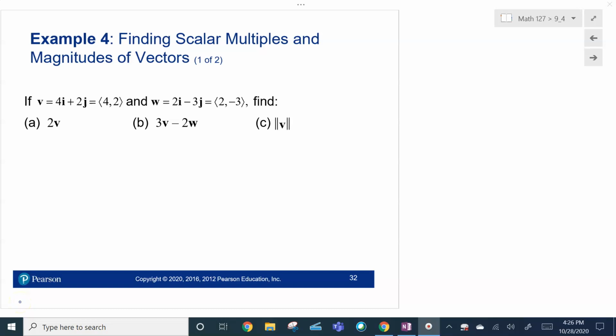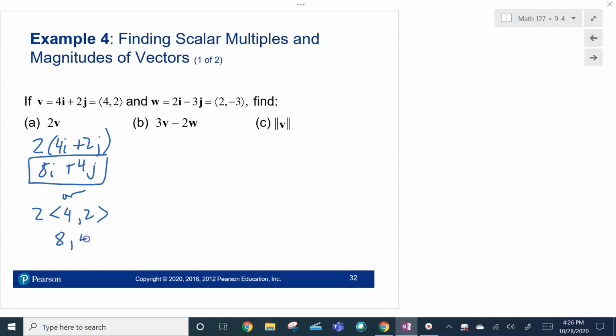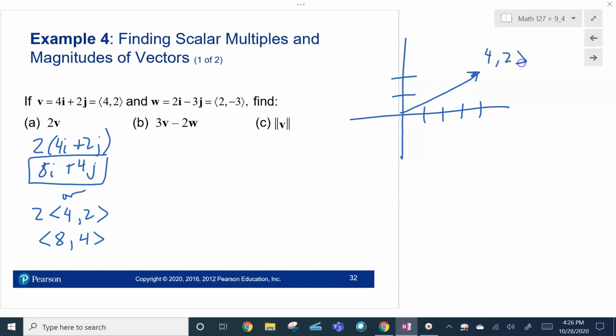Let's continue on here. Let's go scalar times this vector v. So 2 times vector v would be 2 times the 4i plus 2j. So 8i plus 4j. Or you can think of it as 2 times its components 4, 2. So 8, 4. So to give you a picture of that, you have vector v. This is components 4, 2. So here's our position vector v. Right, 4, 2. But what it does is it doubles that. So it goes another to the right 4 and another up 2.